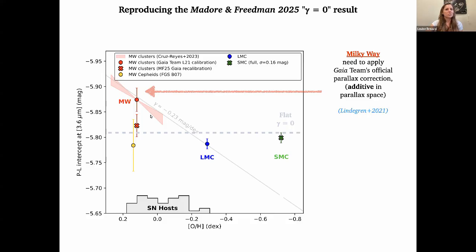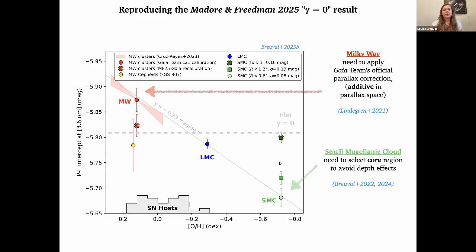And we can see it already matches the trend that we have seen before. It also matches the internal trend within the Milky Way that is shown in pink. The second thing we did was, instead of taking the whole sample in the SMC, as they did in Mador and Friedman, we select only the core region and we reconstruct exactly the same trend we had before. So non-zero, negative, minus 0.2 mag per dex.